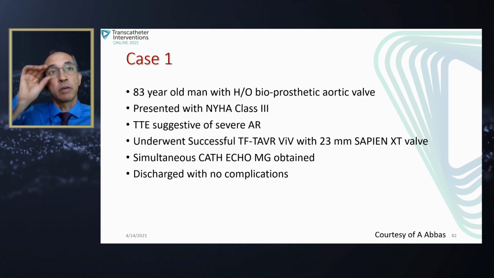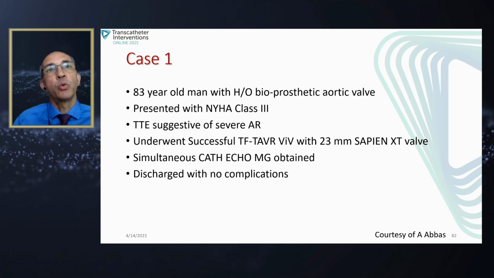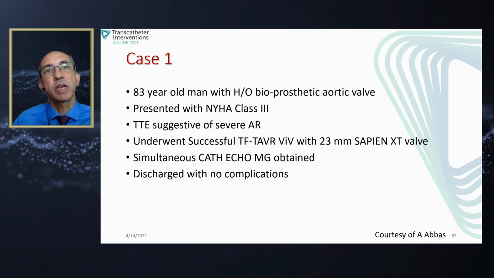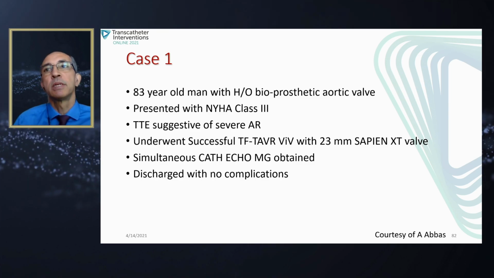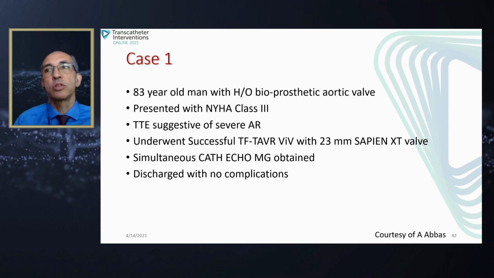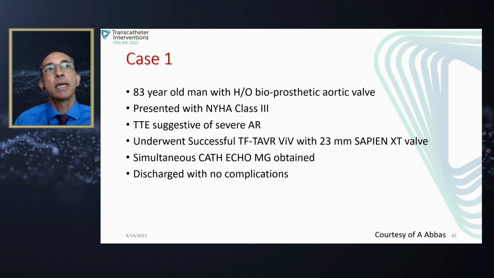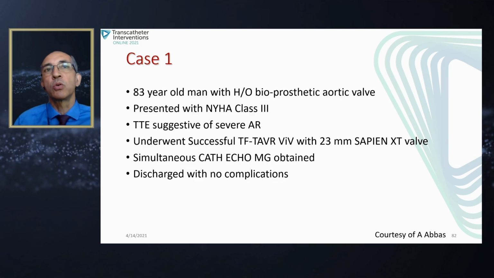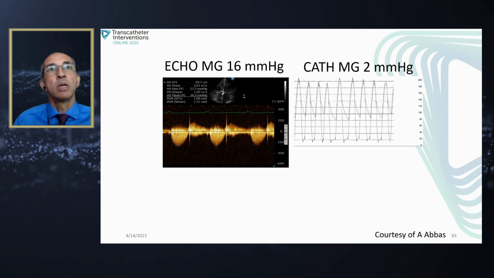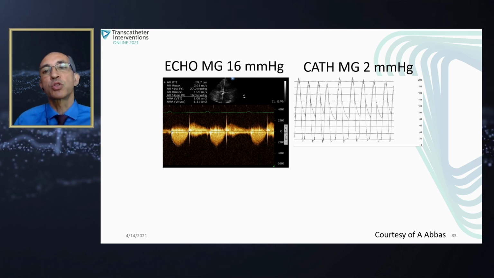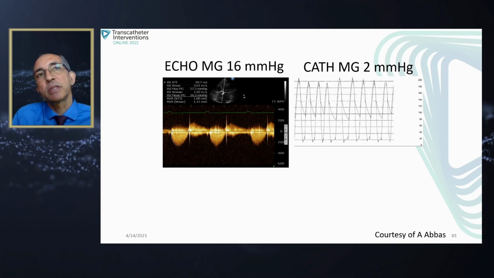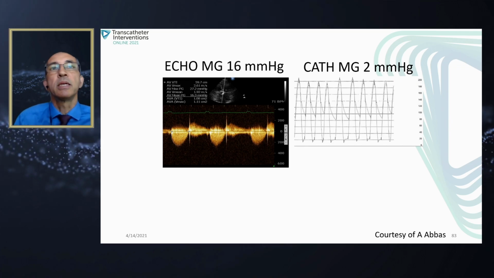So this is the first case, an 82-year-old man who underwent a transfemoral TAVI valve in valve, so within a failed bioprosthetic valve with a 23 millimeter Sapien XT. This case is a courtesy of my good friend Abbas. They did simultaneous CAT and echo gradient. So you see the echo shows during the procedure a mean gradient of 16, but the CAT shows almost no gradient, 2 millimeters of mercury. So there is an important difference. Of course, in both cases, the gradient is not that high, so there might not be any reason for concern.